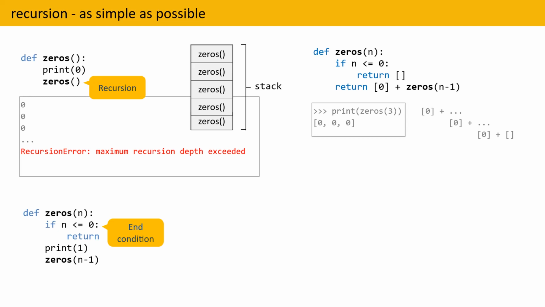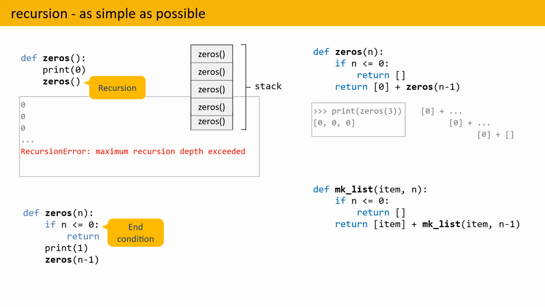Instead of only creating lists with zeros, we can easily generalize the recursive function to create lists of arbitrary items. Here is the implementation of a function makeList, mklist, that allows that. Now we can call mklist and create a list of a's, for instance.